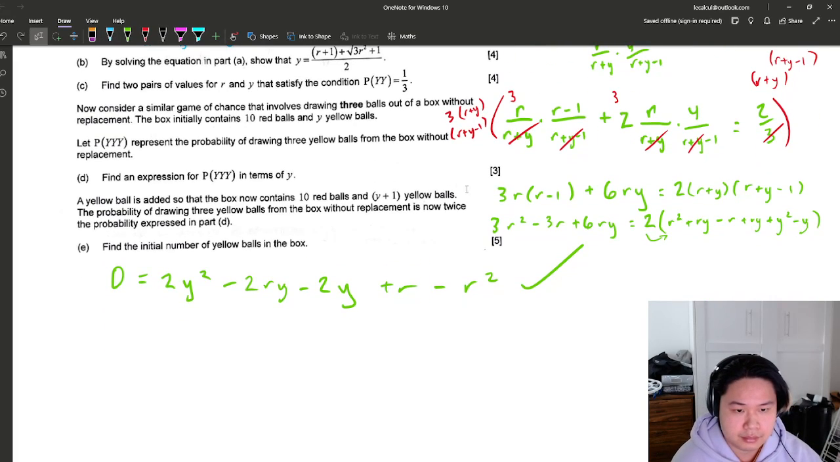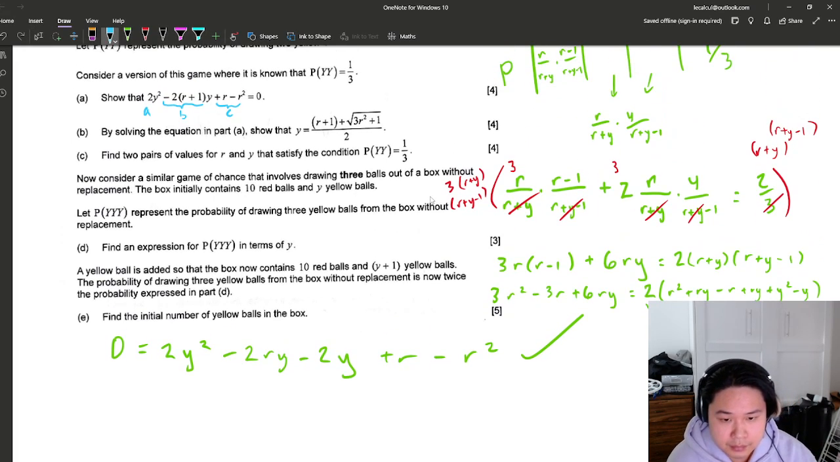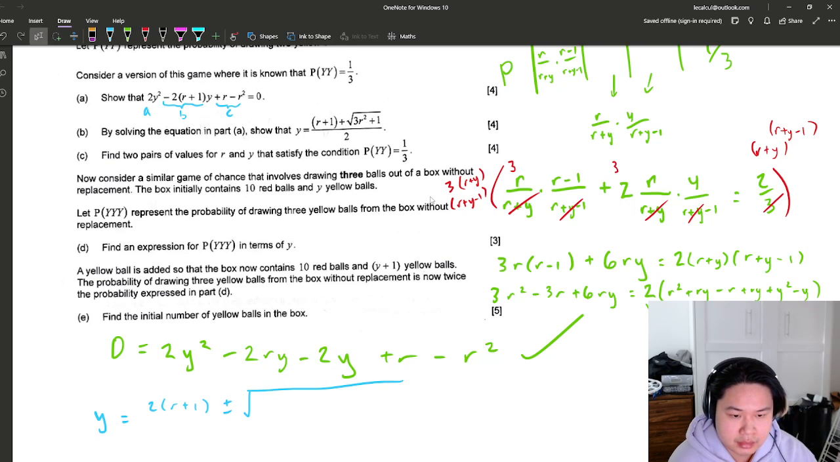So negative b plus or minus the square root of b squared. So I'm just going to square that right now: 4r squared plus 8r plus 4. So that's b squared.